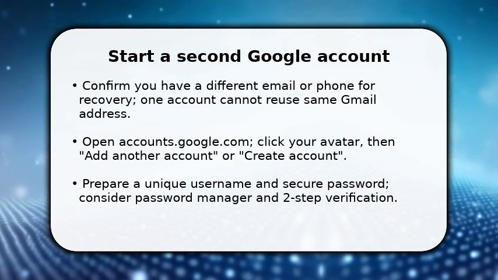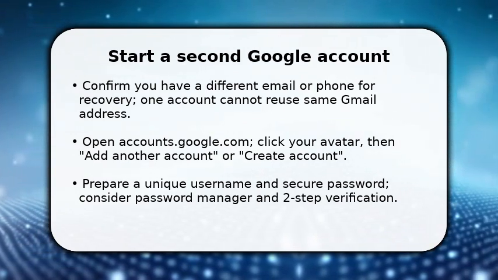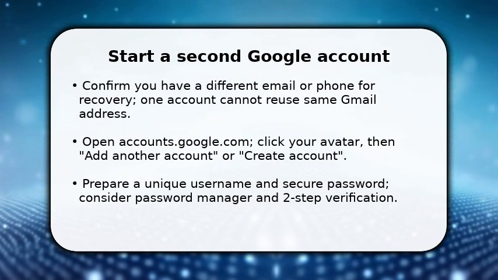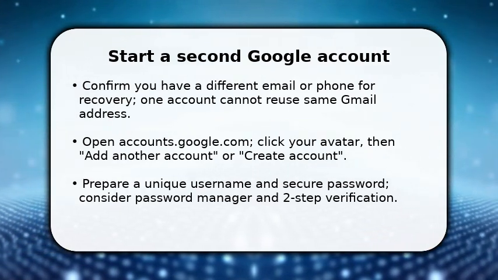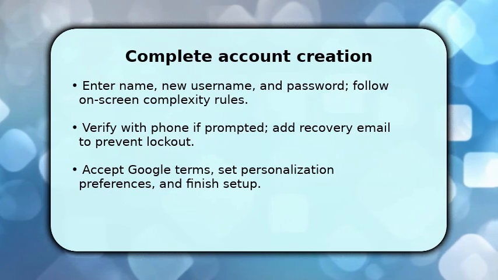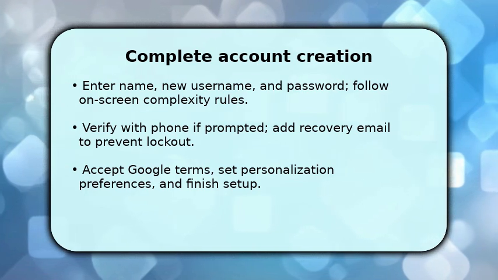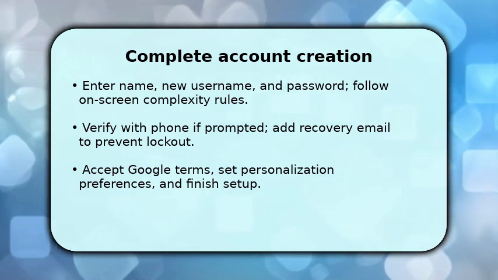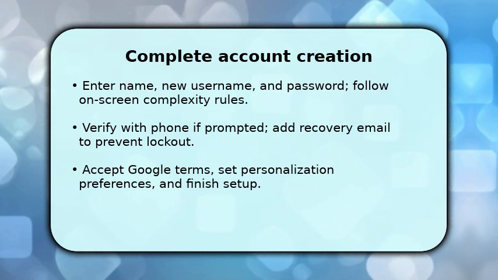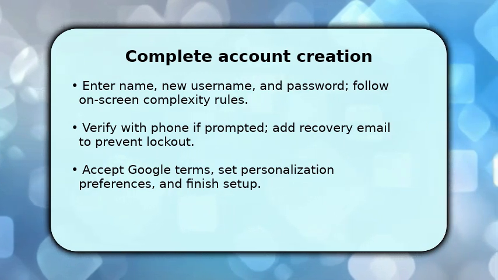Once done, pick a recovery option and keep it different from your current account so Google treats this as a separate identity. You'll now fill the sign-up form: name, new Gmail username, and a strong password that meets complexity rules. You'll see errors immediately if it's taken. Make sure the username is distinct from your existing Gmail.